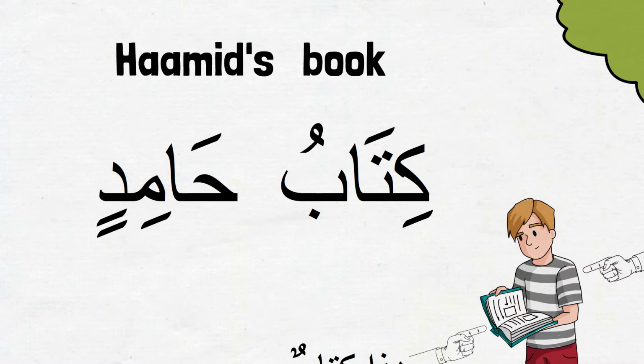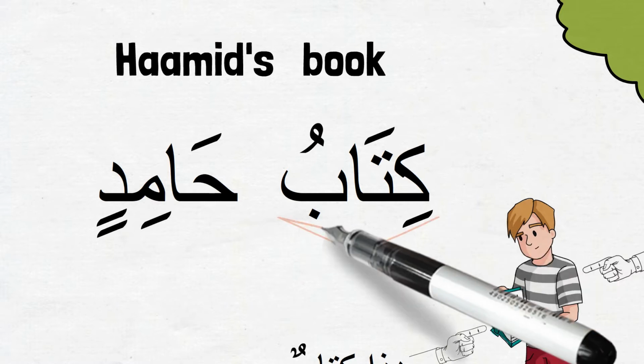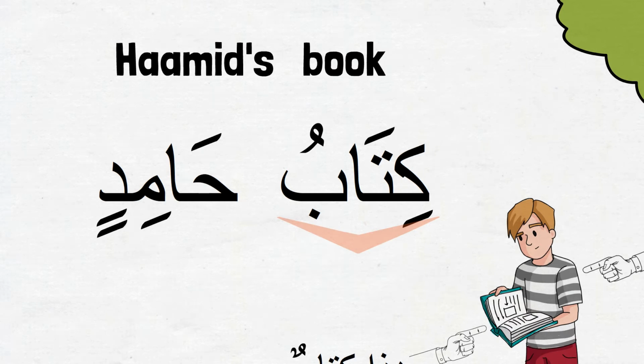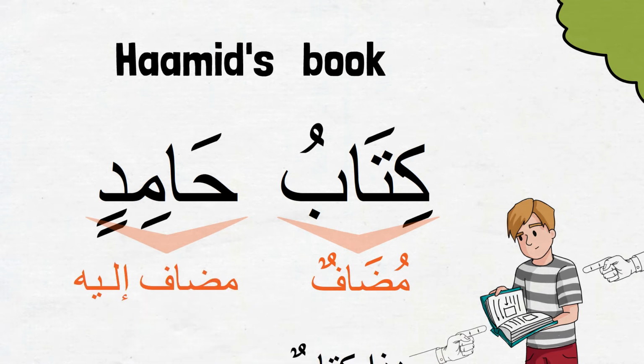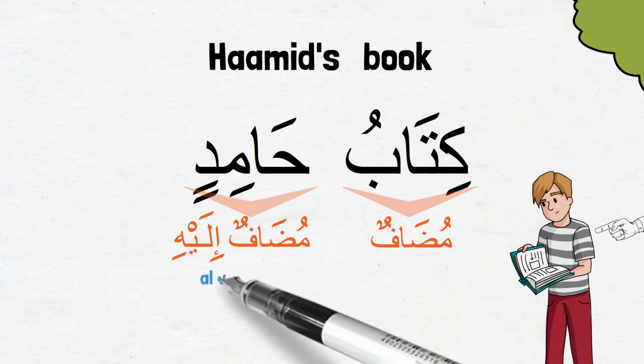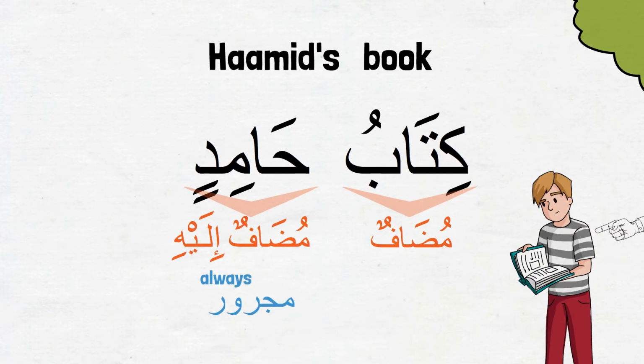This combination is called إضافة in Arabic. Let's give names to each ism of the إضافة here. The first ism is the thing being possessed, and we call it مضاف. The second ism is the possessor, and we call it مضاف إليه. So the possessed is مضاف and the possessor is مضاف إليه. An important rule about مضاف إليه, the possessor, is that it is always majroor, as in Hamidin here.